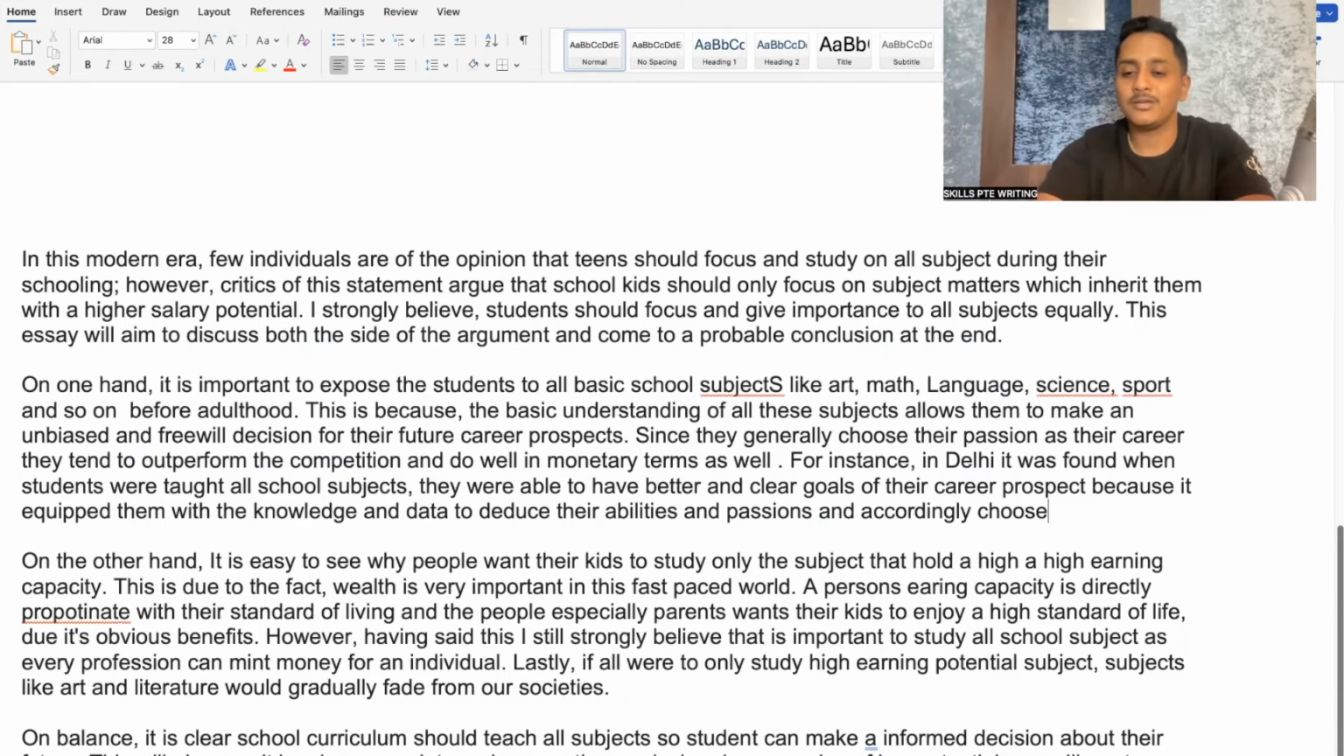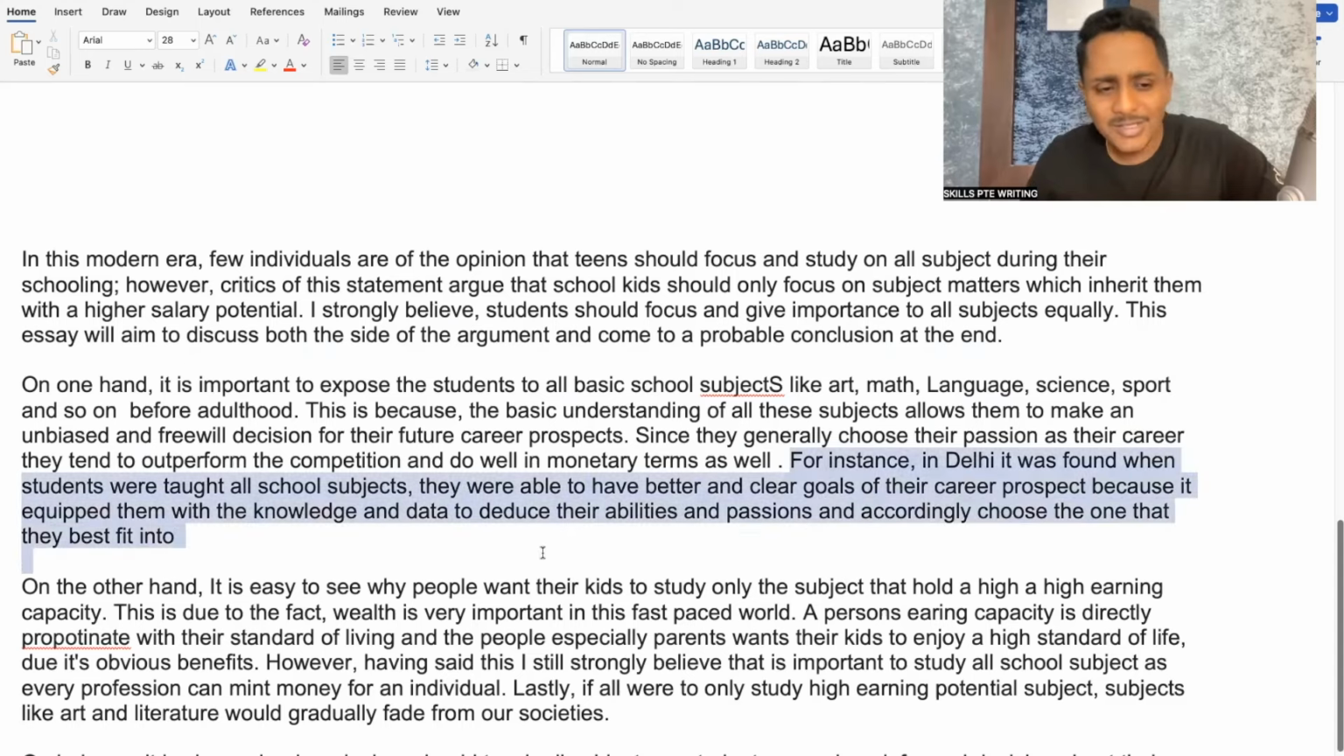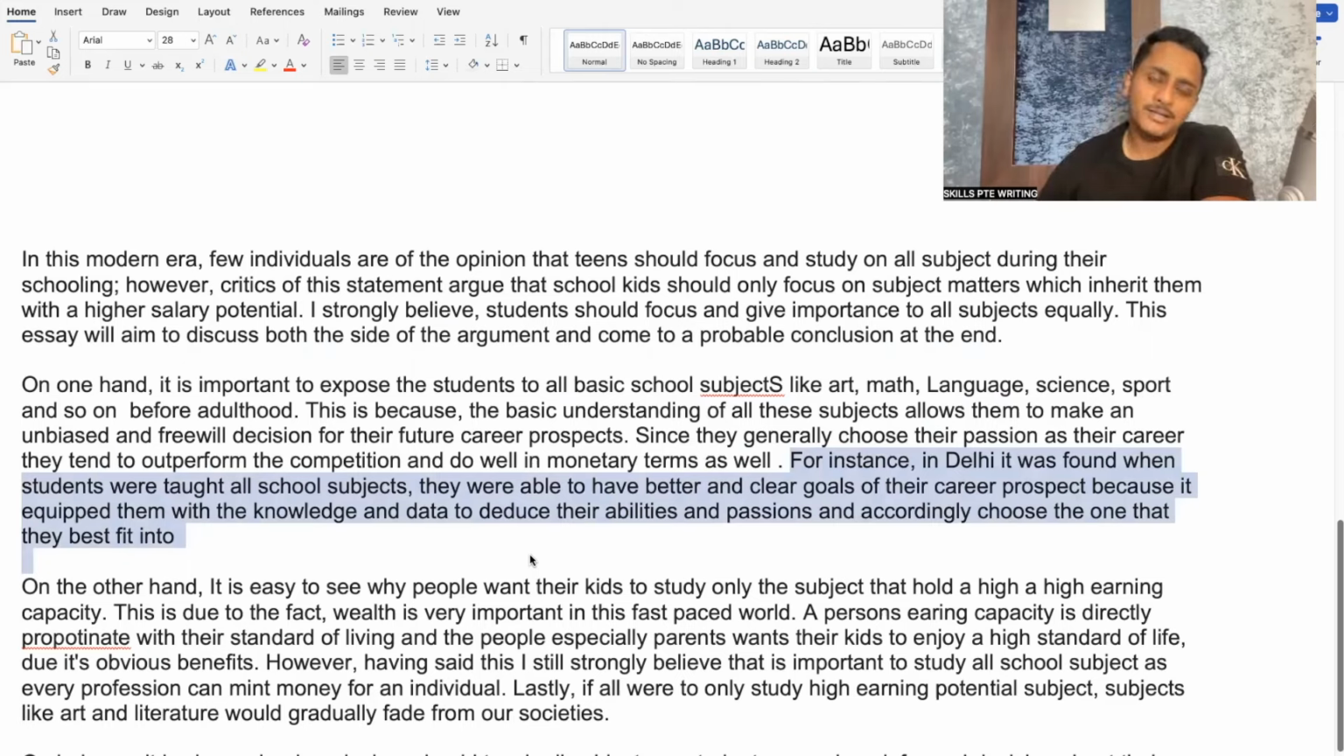And accordingly, choose the one that they best fit into. Otherwise, also find perfectly written. See, though the example is written in one line, you just see everything that is needed is there. If you think you cannot write like this, then write three sentences which have the same meaning.